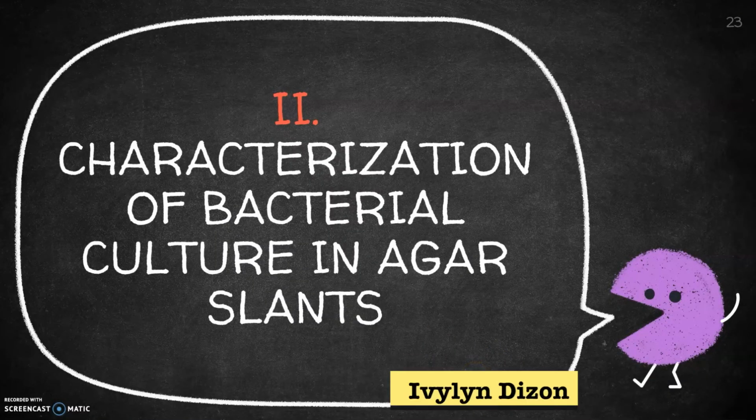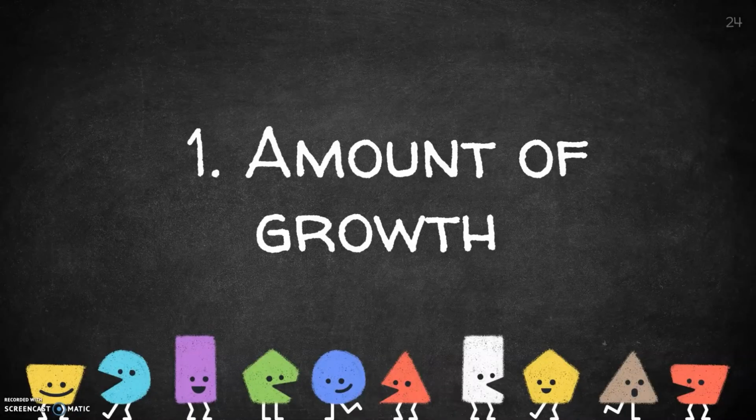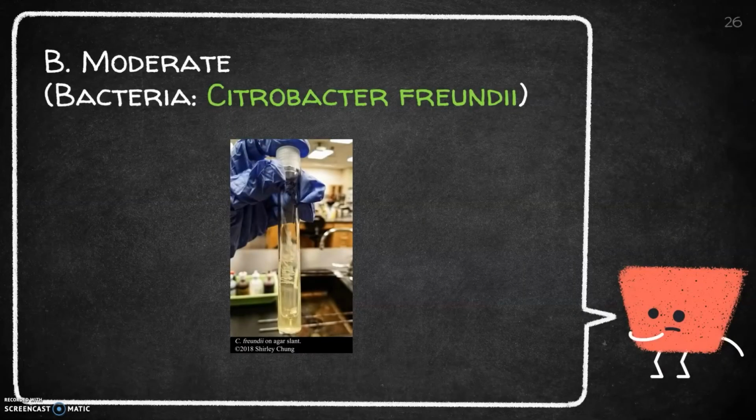The characterization of bacterial culture in agar slants. First is the amount of growth, scanty or slight. The bacteria in the first agar slant is Escherichia coli. On the second picture, we can see the Micrococcus luteus, Rhodospirillum rubrum, and Bacillus subtilis. Second type of growth is moderate, which represents the Citrobacter freundii.